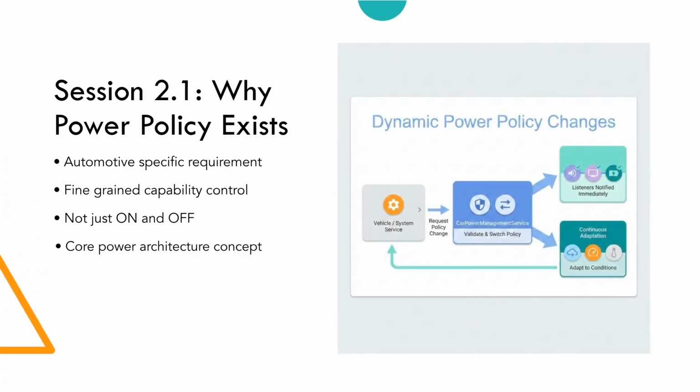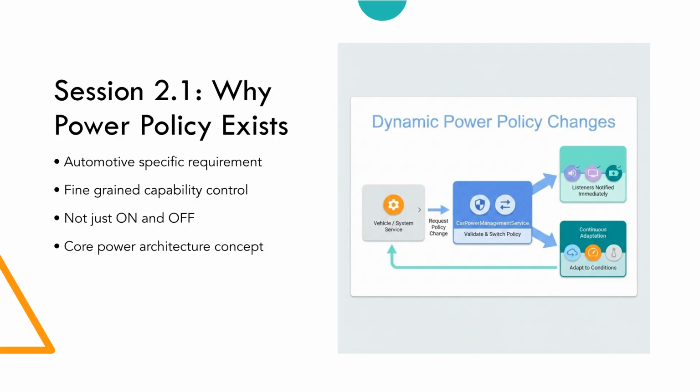Power policy is introduced in Android Automotive to give the system fine-grained control over what functionality is allowed to run. In vehicles, turning the system on or off is not sufficient. Many scenarios require Android to stay running while disabling user-visible or power-intensive features. Power policy solves this problem.